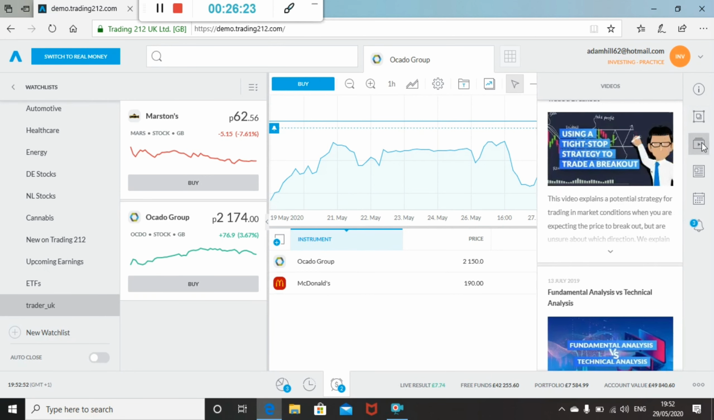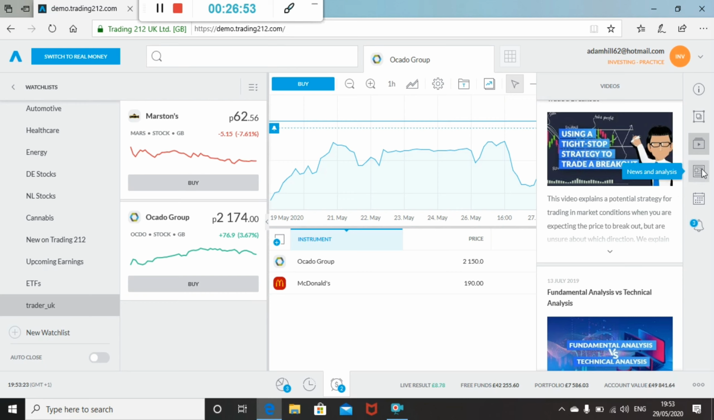The next tab below is videos. If you click on this one, you have a number of videos here explaining different features of the app if you want to know more. And they also have a video tutorial or video course for charts and data, how to read the charts, which could be very useful for beginner traders.